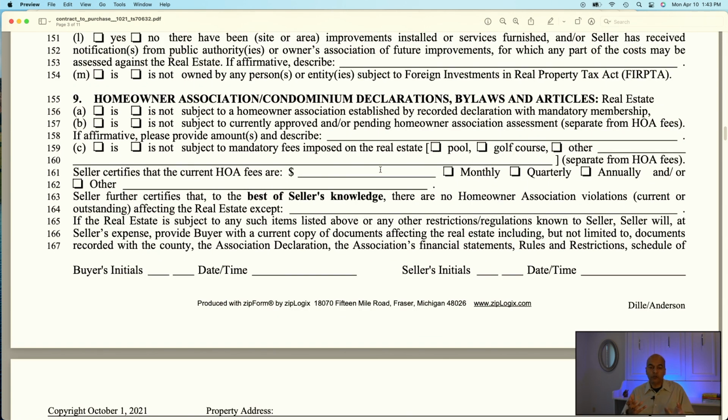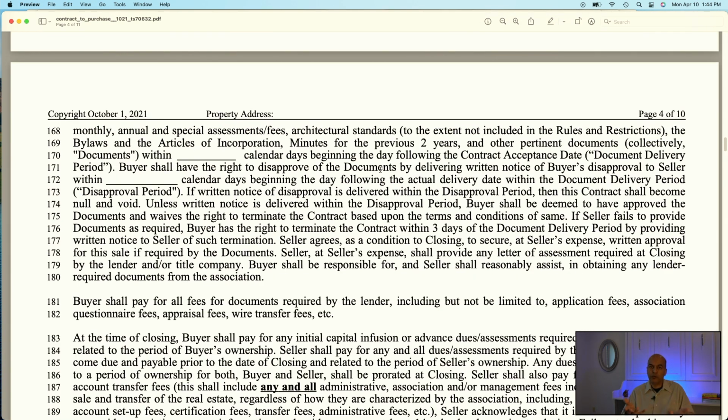Section 9, homeowners association, condo declarations, bylaws. Do you have an HOA basically? If you have an HOA, you need to state that there and also provide what are the monthly dues, the annual dues, and what does it cover. In terms of what does it cover, by providing a copy of any HOA docs to the buyer, the seller is fulfilling their obligation. Then it becomes the buyer's responsibility to review those HOA docs to understand how much they have to pay and what is covered.